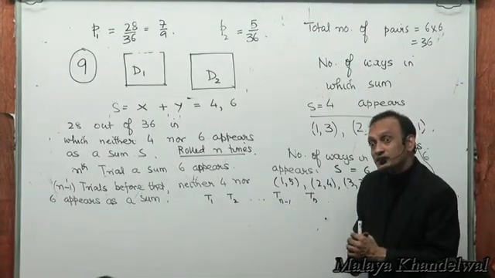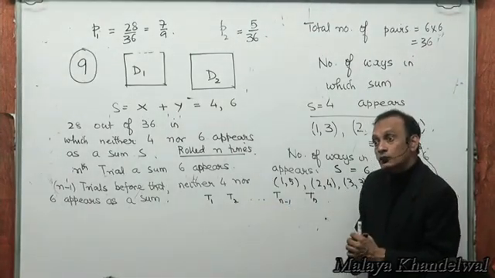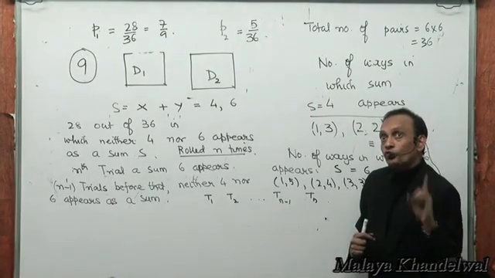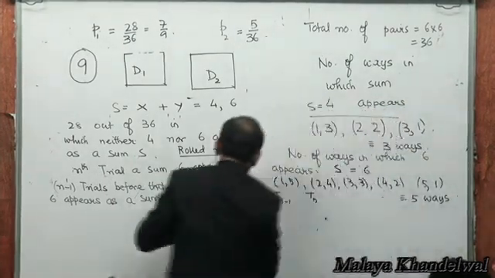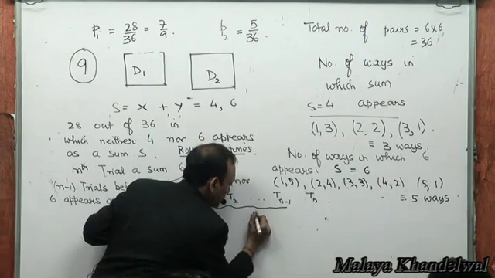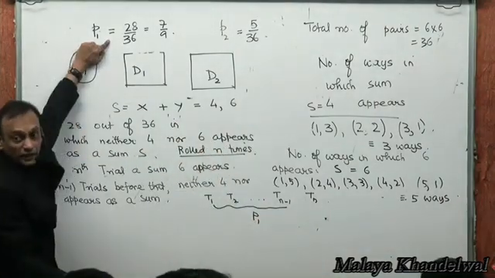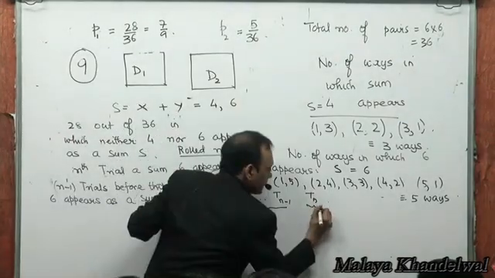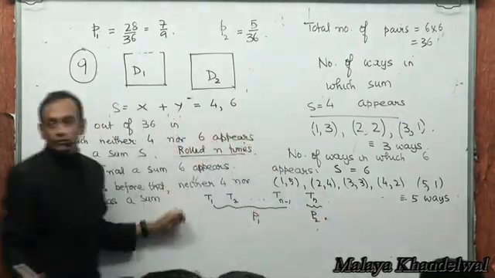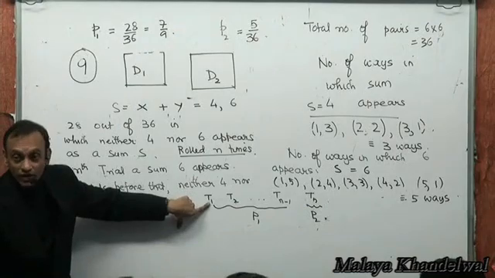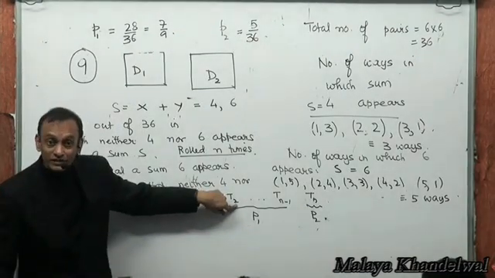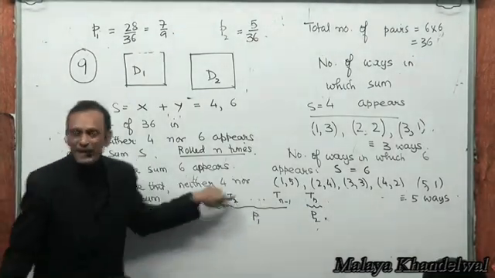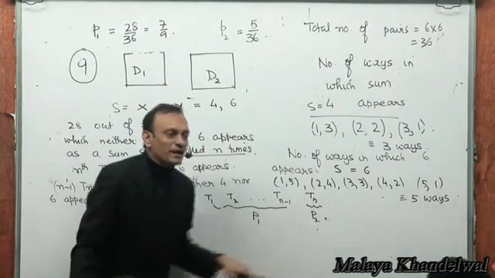What am I seeking to obtain? Neither 4 nor 6 in these. That means I want P1 to take place in each one of these, and I want P2 to take place here. Yes or no? So this is like P1 into P1, because they are independent, so their probabilities get multiplied.